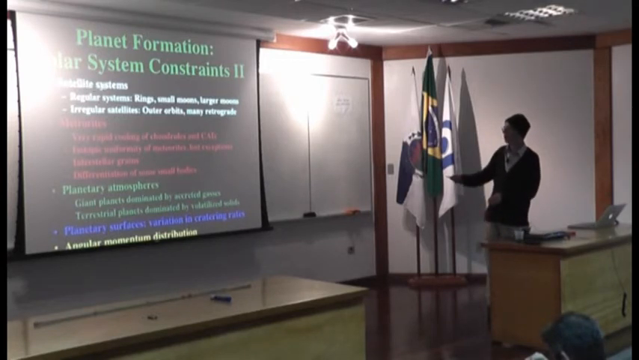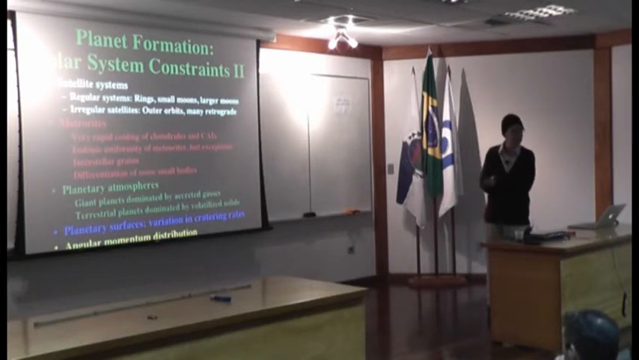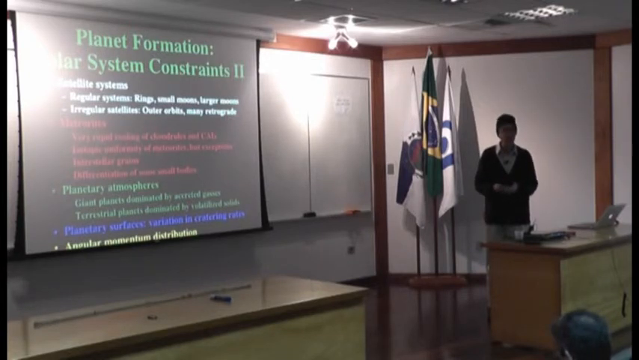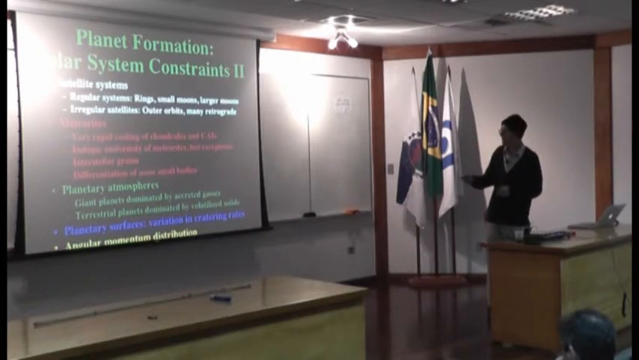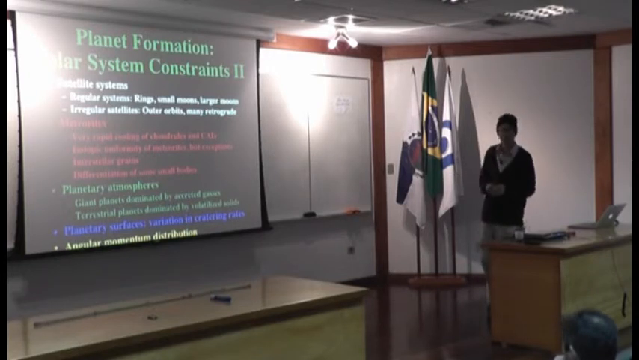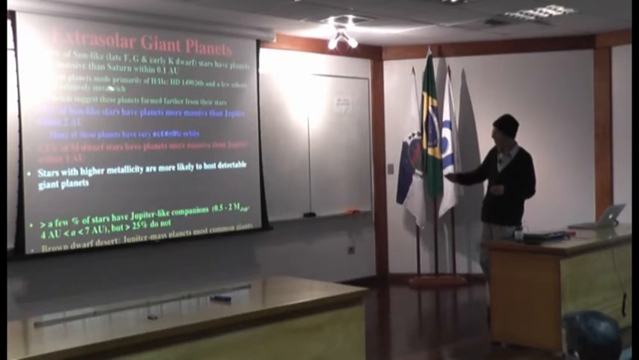Going into a little more detail, satellite systems. You have these what's called regular systems, perfectly well ordered in their orbital plane, nearly circular, fairly well spaced, just like the planets. The rings on the inside. Then a little farther out, there are small moons, and then there tend to be larger moons. Occasionally, there's some mixing around.